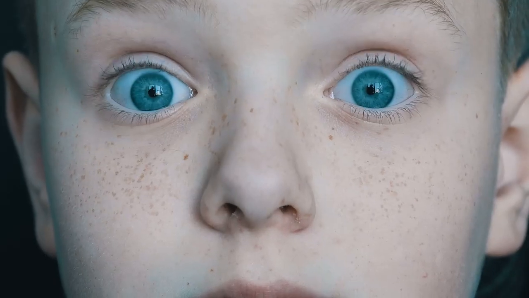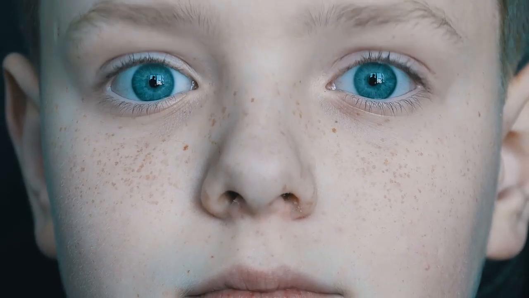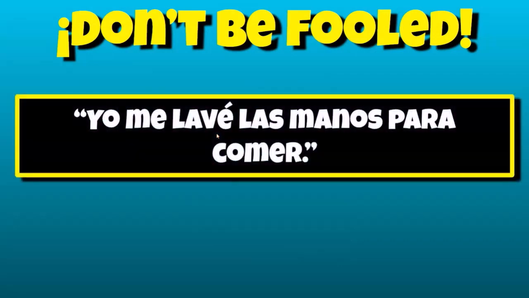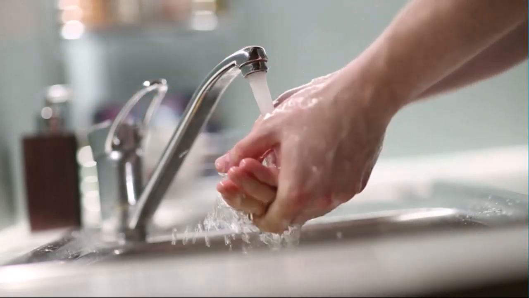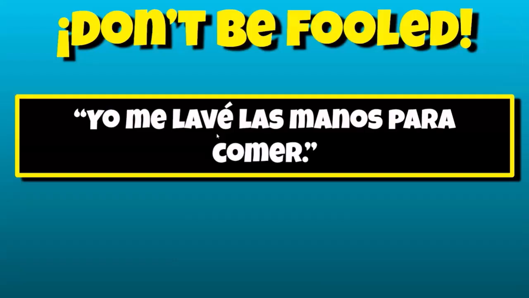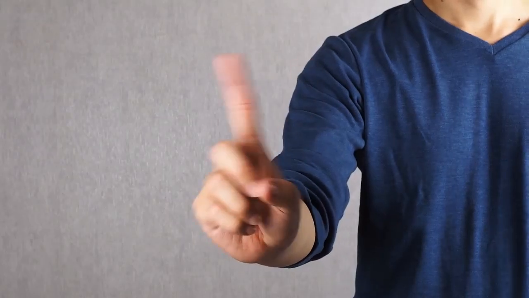To me. But look out. Always have a situation where you could potentially be fooled. So check out this sentence right here. Yo me lavé las manos para comer. Or if you happen to be in the islands, you might hear somebody say, me lavé la mano para comer. So what is your indirect object pronoun? That's right. It's not me. It is not the word me here.